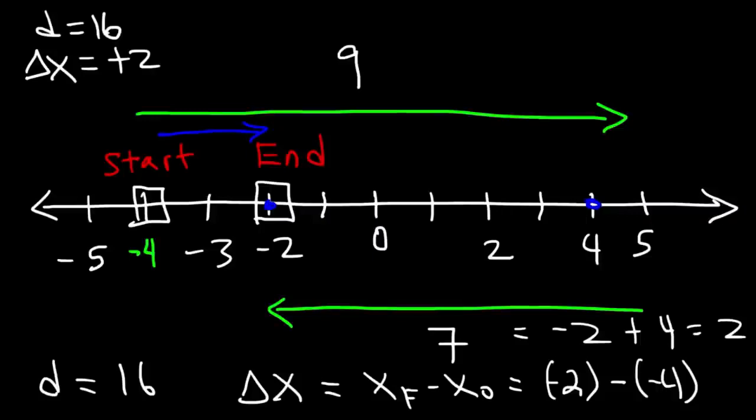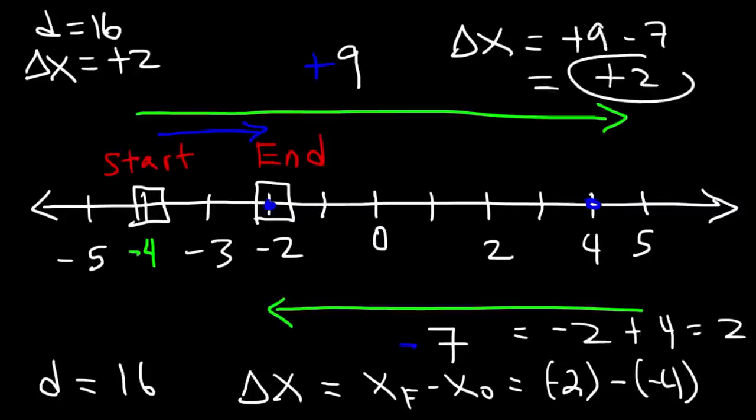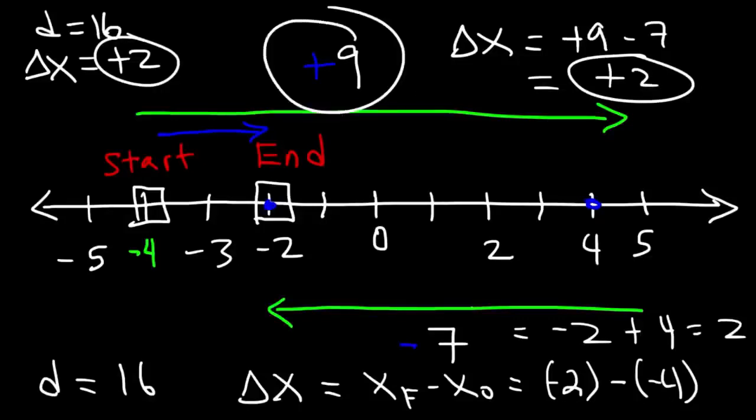Now, let's break it up into 2 parts. The displacement for the first part is +9, because we traveled 9 units to the right. The displacement for the second part is -7, because we traveled 7 units to the left. If you add those 2 numbers, +9 and -7, you get the net displacement of +2, which is what we have. Now, if you want to calculate the distance, you simply make these two numbers positive. Instead of using -7, you use +7. So 9 plus 7 will give you this value, 16.